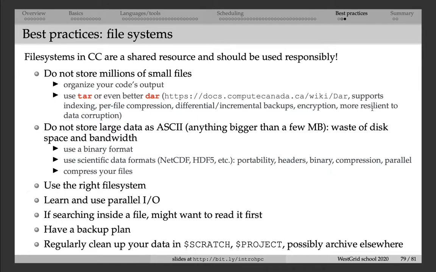Regularly clean up your space in Scratch and Project, because these file systems have quotas. And as I mentioned with Scratch, there's actually a very large quota. I think it's 20 terabytes or something similar. But that does not mean that everybody can just put 20 terabytes of data. We just don't have enough space for everybody. If you have some data that is sitting on Scratch for a while, please consider moving it into another file system. And remember that Scratch has a purge policy. We're going to delete files that are older than usually 6 weeks.